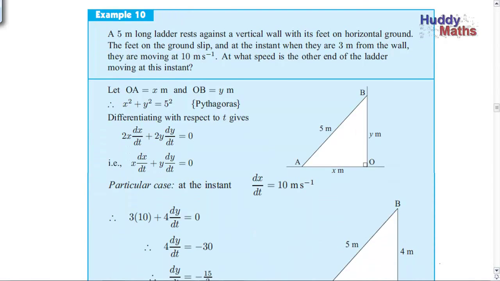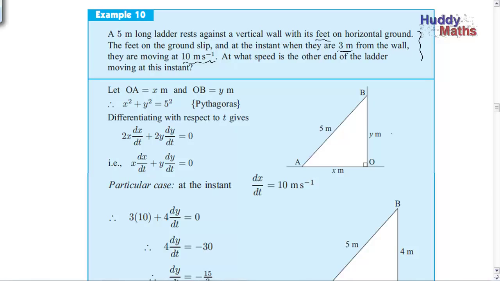Here we are. A 5 metre long ladder rests against a vertical wall with its feet on horizontal ground. The feet slip, and at the instant when they're 3 metres from the wall, they're moving at 10 metres per second. Obviously, with the force of gravity, that rate of change is going to change as the ladder comes down the wall, going to accelerate down.